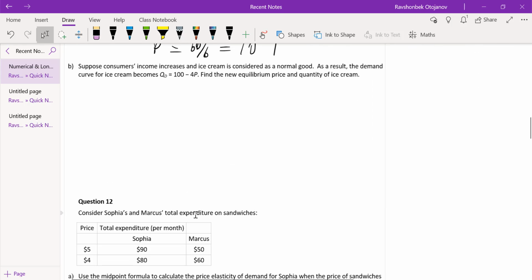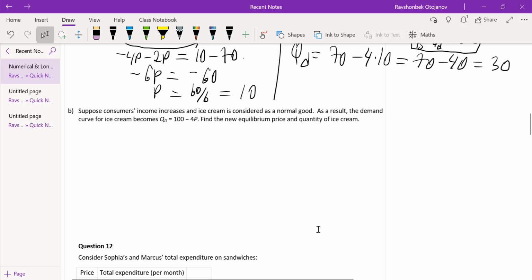Next, suppose consumers' income increases and ice cream is considered a normal good. As a result, the demand curve for ice cream becomes this. Find the equilibrium price and quantity of ice cream. This is an interesting one. So let's put this together nicely here now.